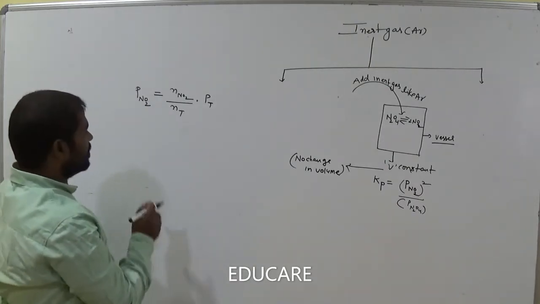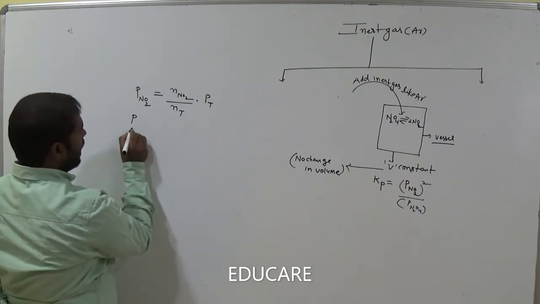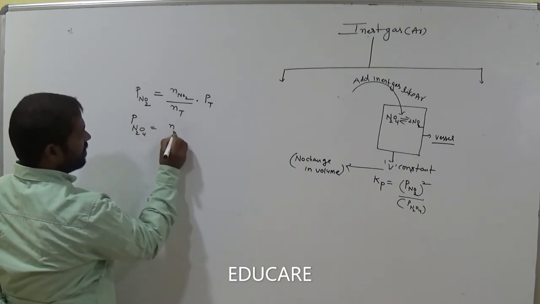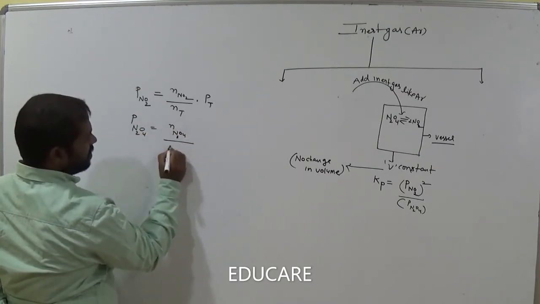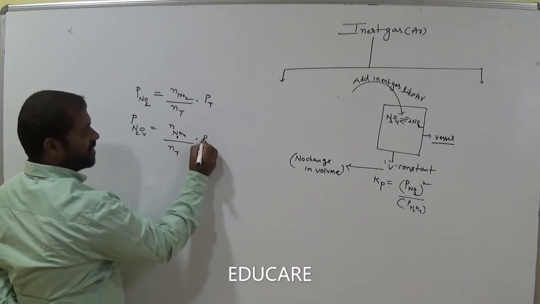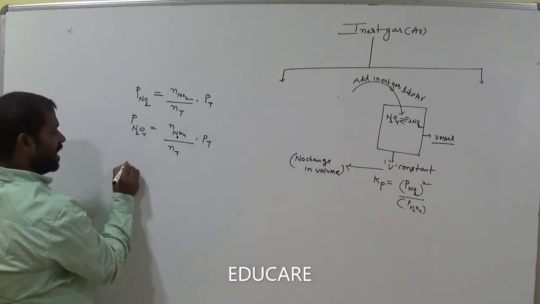Is it clear, all of you? Next, write for the second one, P N2O4. Am I right? Then the number of moles of N2O4 divided by the total number of moles, multiplied by the total pressure. This is the expression. Now keep these values in this expression.